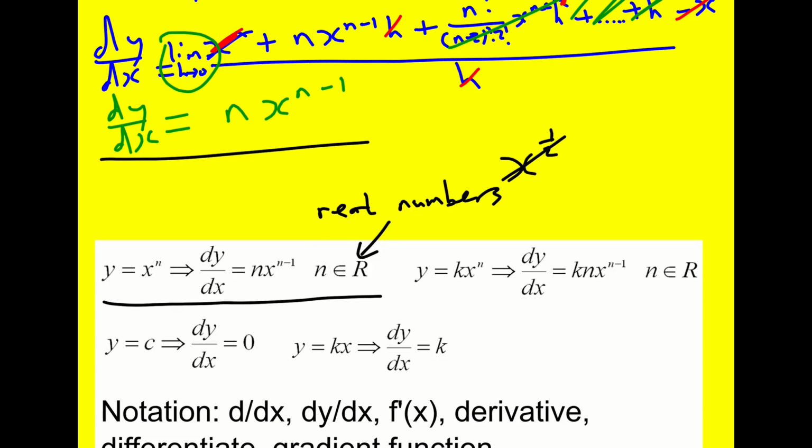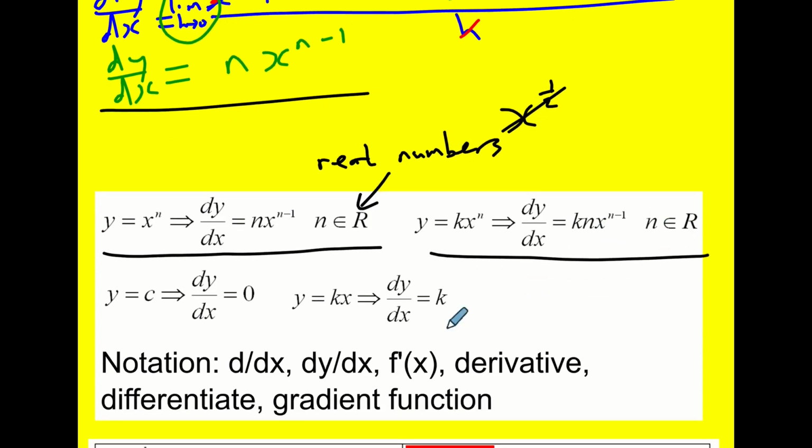Okay, I didn't prove this one, but if you have a constant multiplied by x to the n, then the constant just passes all the way through. Like you keep it there, and then you just multiply by it at the end. So that is also another absolutely essential one to learn.